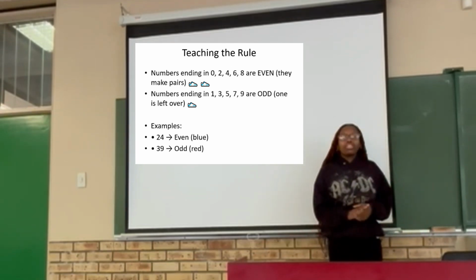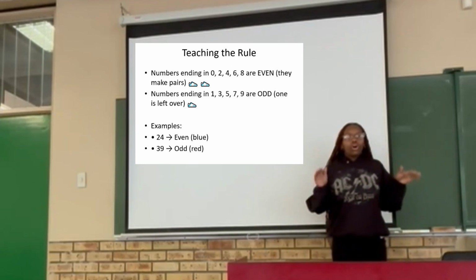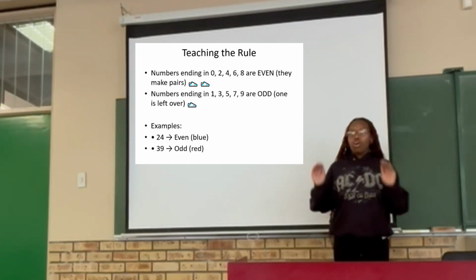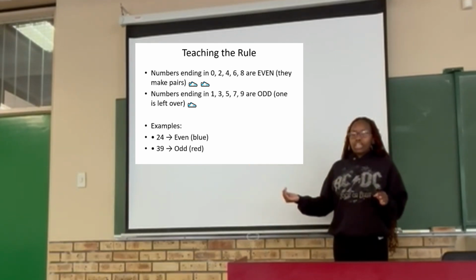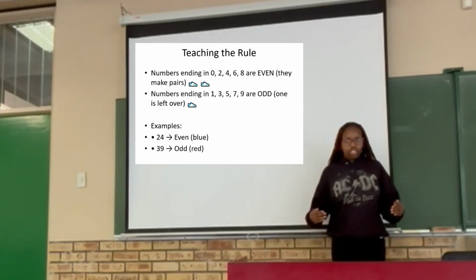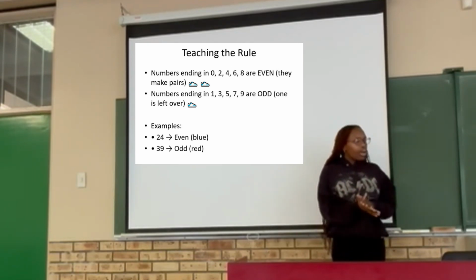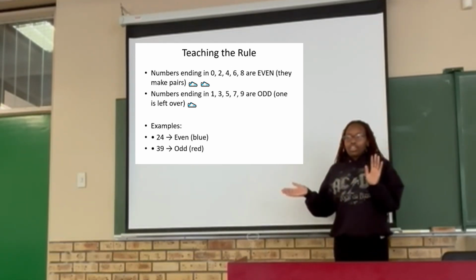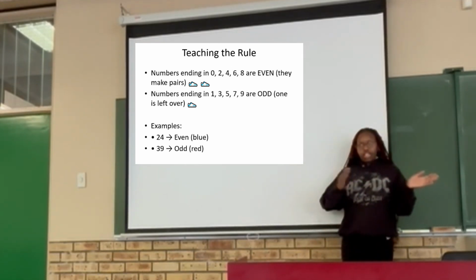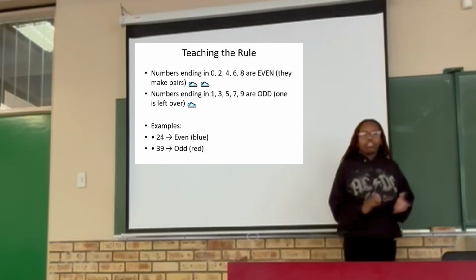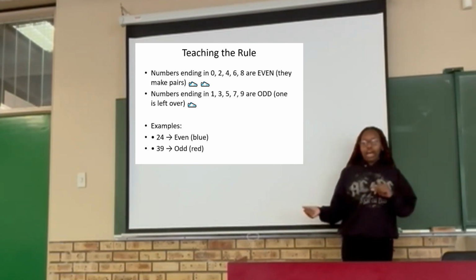Then we also have numbers ending in 1, 3, 5 and 7. Those numbers are odd numbers. So basically, when you see someone walking in with 1 shoe, that makes it odd. For example, we have 24, that's an even number because it can be shared in pairs. Then we have 39, which is odd, which leaves something behind.